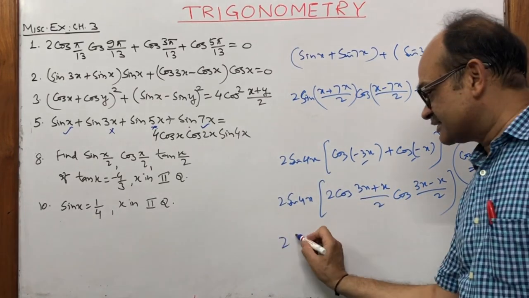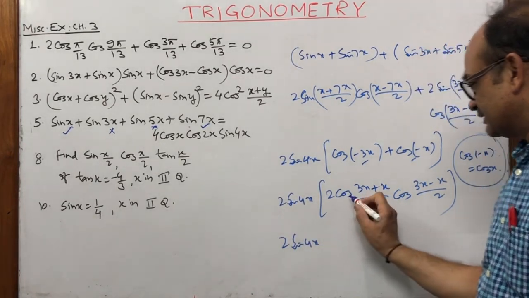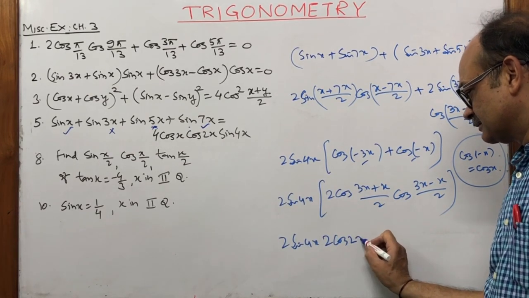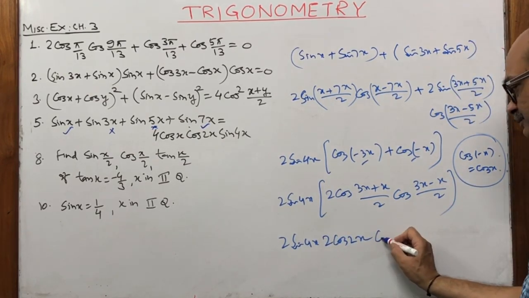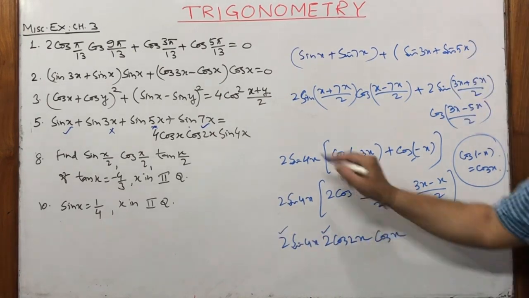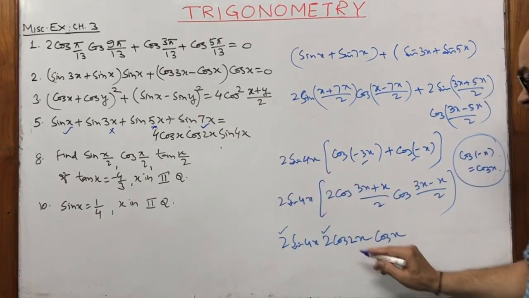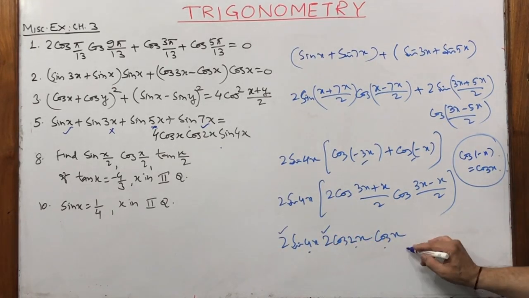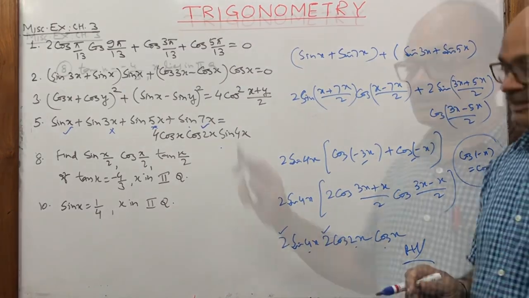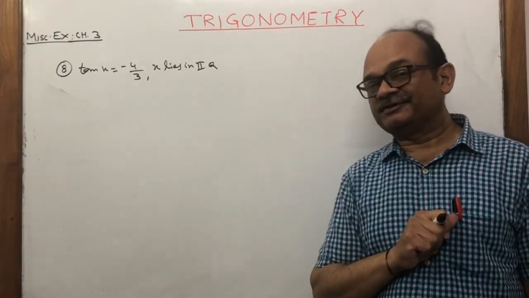Now the final answer: 2 sin 4x, this will become 4x by 2, that is 2x, and this will become 2x by 2, that is cos x. If we adjust 2 into 2, 4, see? 4 cos x cos 2x sin 4x, which is the RHS. Hence proved. Correct? Now we come to question number 8.